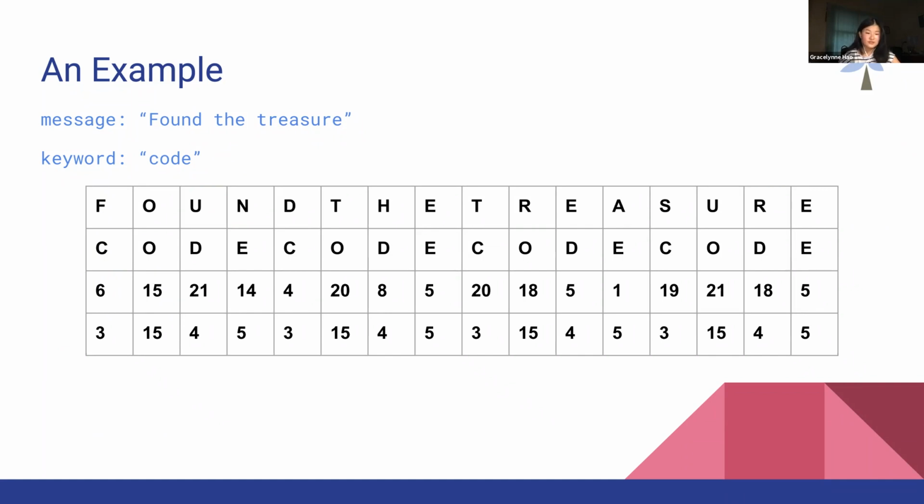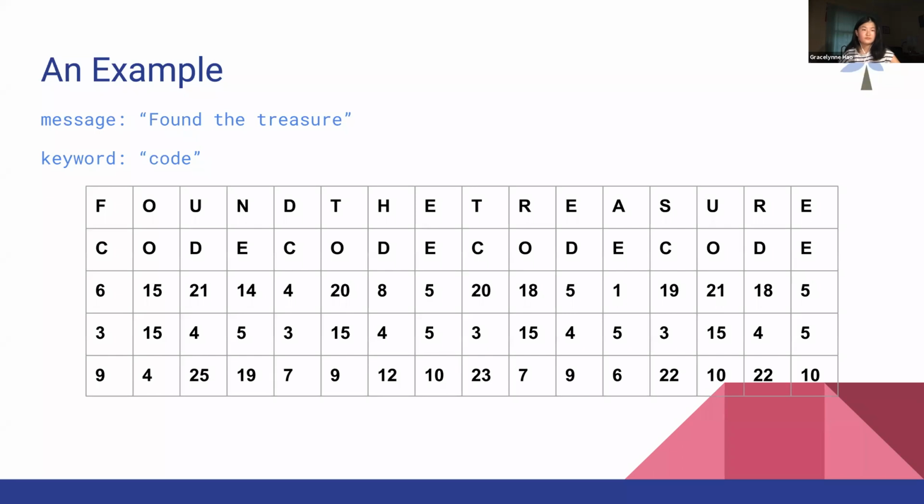Okay, so after this step, you would add the letters vertically, and then also take it mod 26 at the same time. So for instance, 6 plus 3 is 9, 15 plus 15 is 30, but mod 26, meaning that 30 divided by 26 has a remainder of 4. So 30 mod 26 would be 4, and so on and so forth.